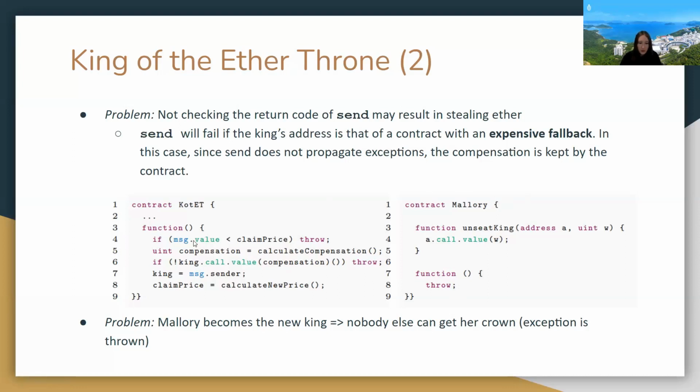So the malicious contract becomes the new king, okay? And then the next time another user wants to become the king and sends some value to the contract, when we execute the king.call.value, it goes to the fallback function of the Mallory malicious contract, and it throws an exception. And since it throws an exception, now no one can actually become the king. So this is another attack on this contract.